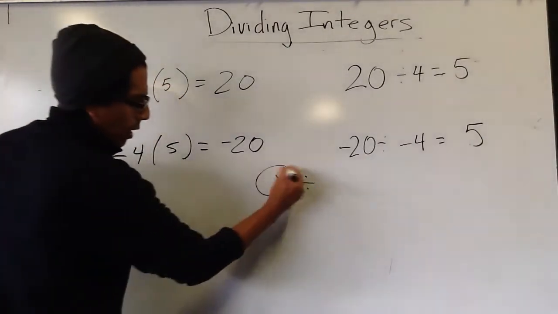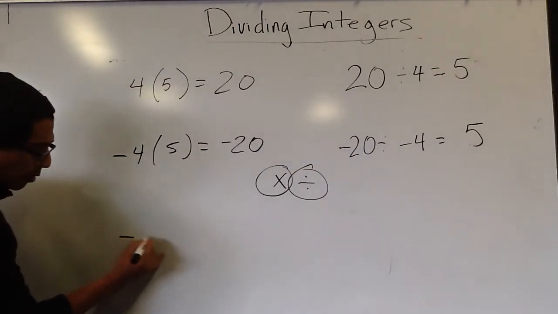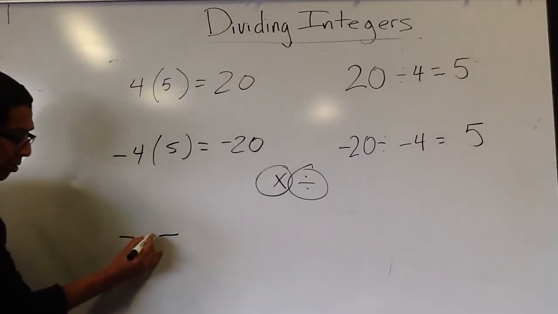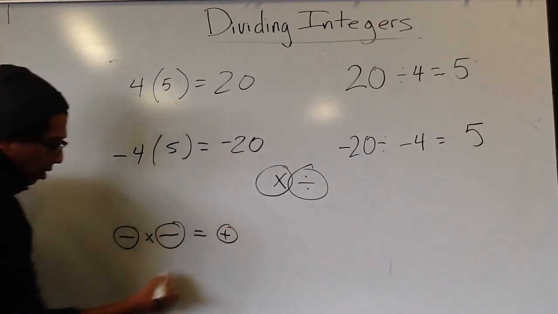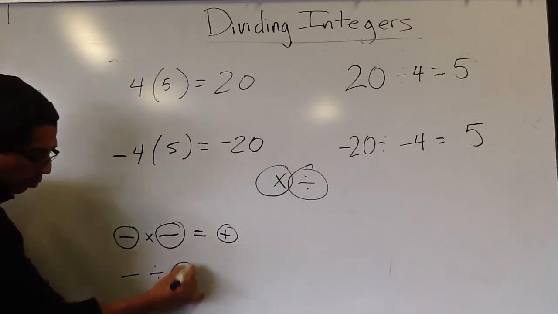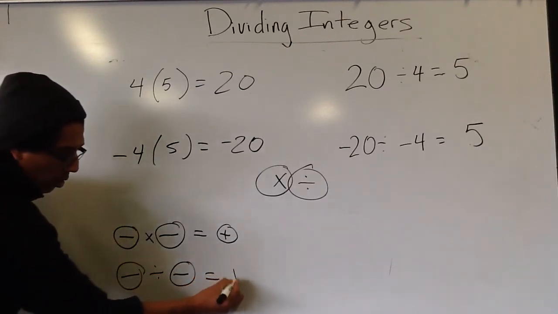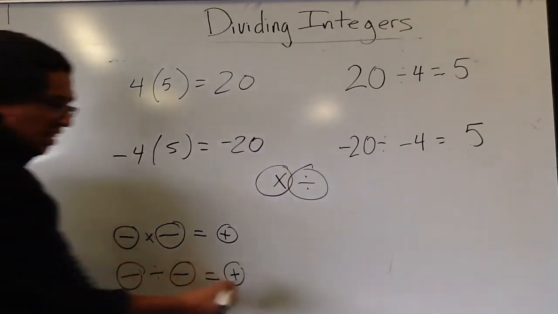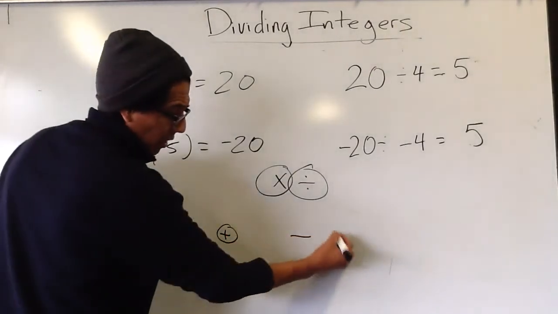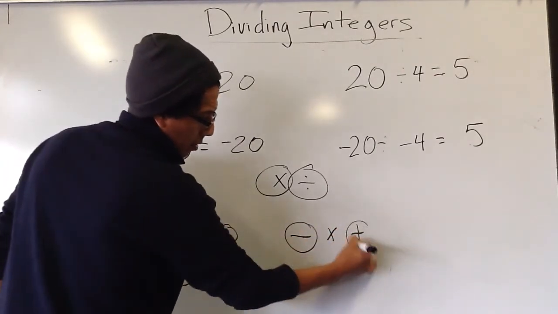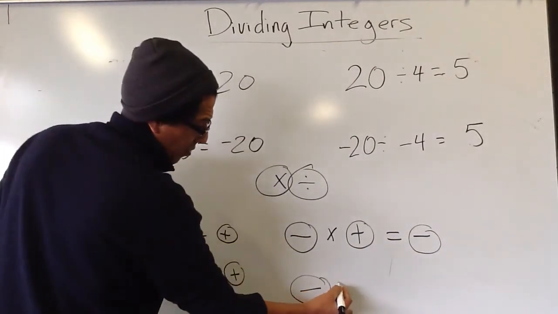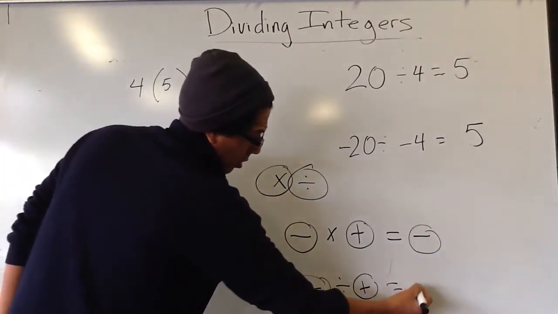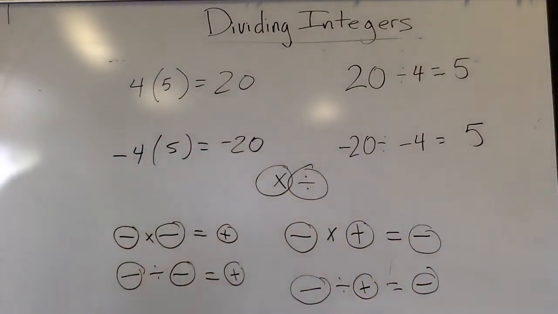When you multiply or divide two negatives, you're going to get a positive. If you multiply or divide two negatives, here's my division, you get a positive, right? And if the signs are different in multiplication, you get a negative. And if the signs are different in division, you get a negative. All right? Nice.